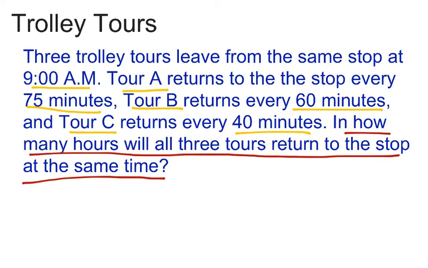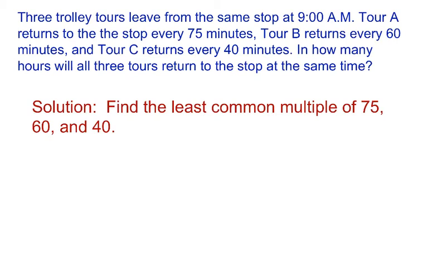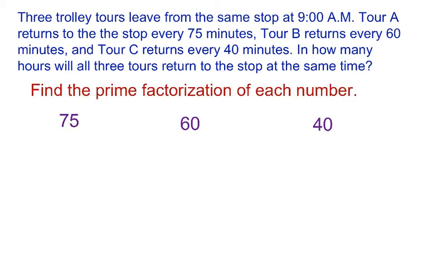So to do this, this is a solution where we have to find the least common multiple. So we're going to find the least common multiple of 75, 60, and 40. In other words, tour A, B, and C. You can do this by listing multiples. However, using prime factorization is going to help you a lot more in this case. So we're first going to find the prime factorization of 75, 60, and 40.